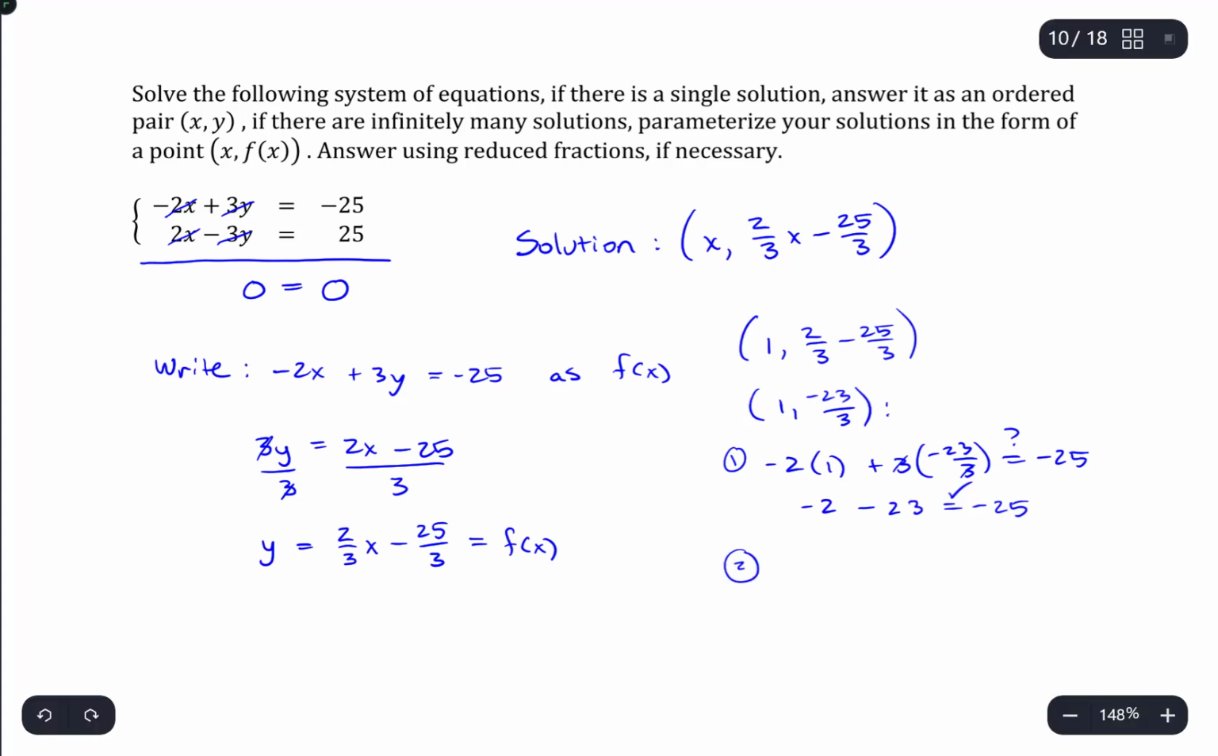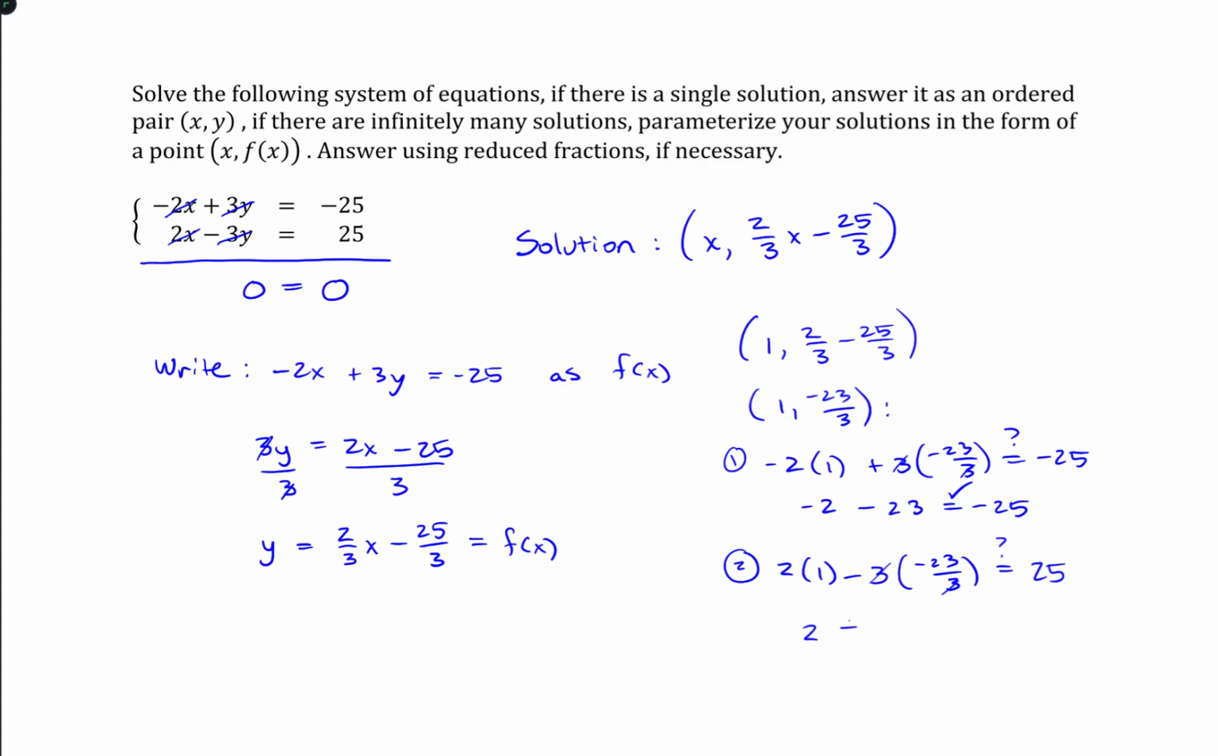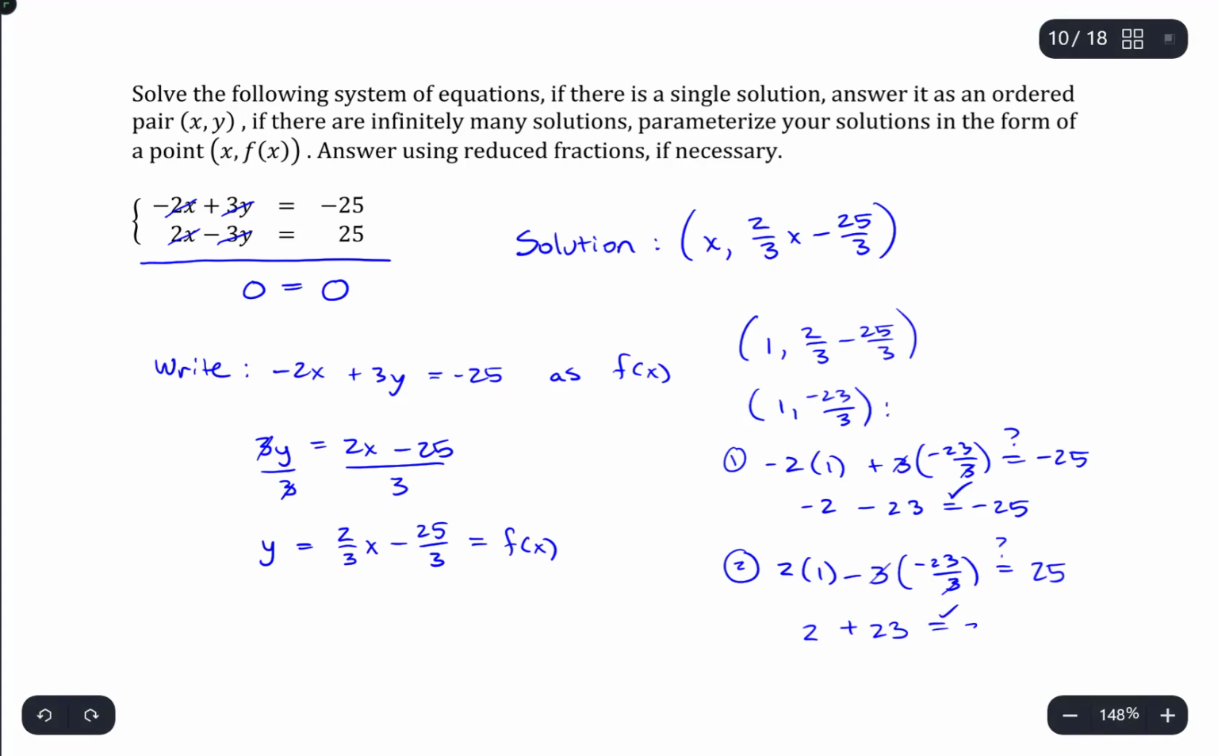If I plug it into the other, it's 2 times 1 minus 3 times negative 23 over 3 equals, this time, positive 25. So let's see if this works. So this would be 2, the 3s cancel, and minus negative 23 is the same thing as plus 23. And 2 plus 23 is, in fact, 25.